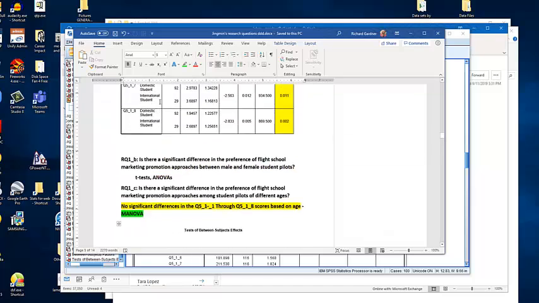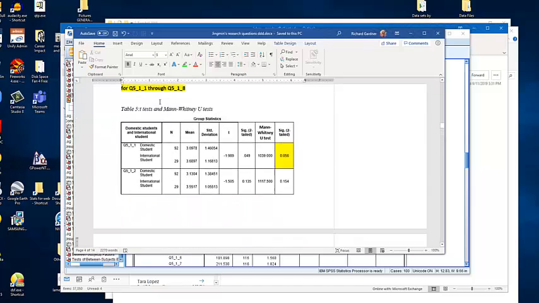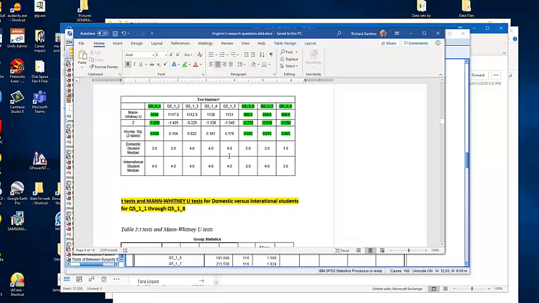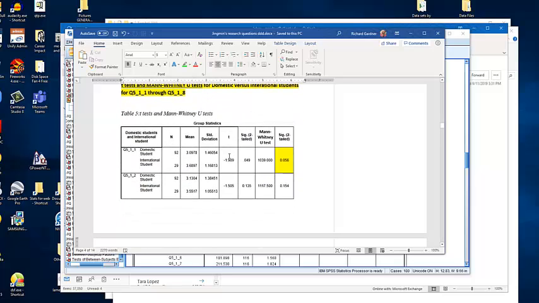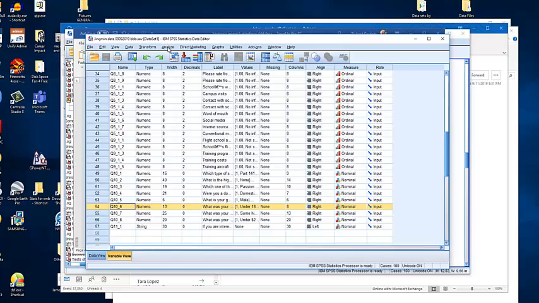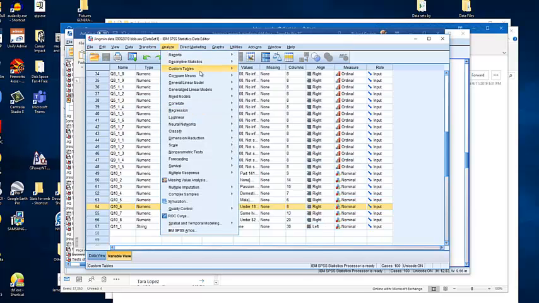All right, so let's go back to t-tests. Now, for the t-test, do we want the same table with the Mann-Whitney test? Yeah. Okay. Here we go. So let's do gender. Okay, so here we go. We're going to go to compare means.